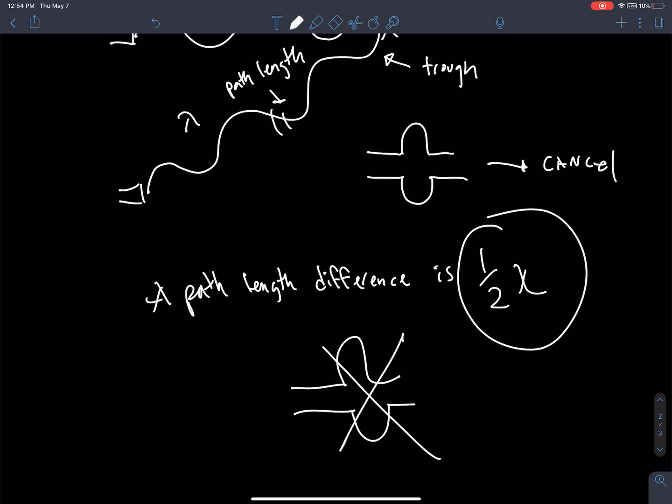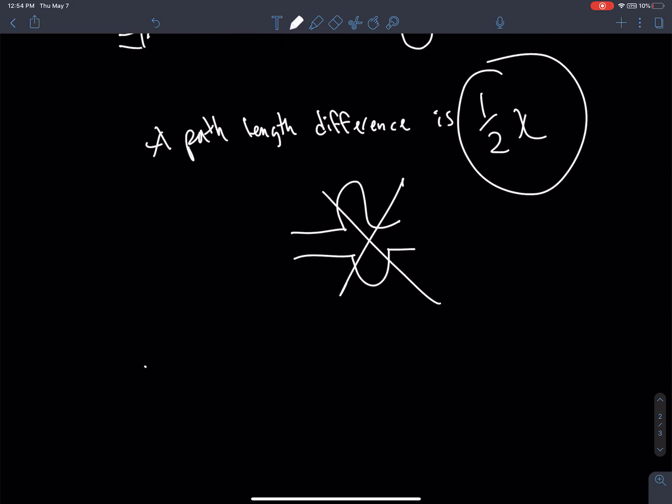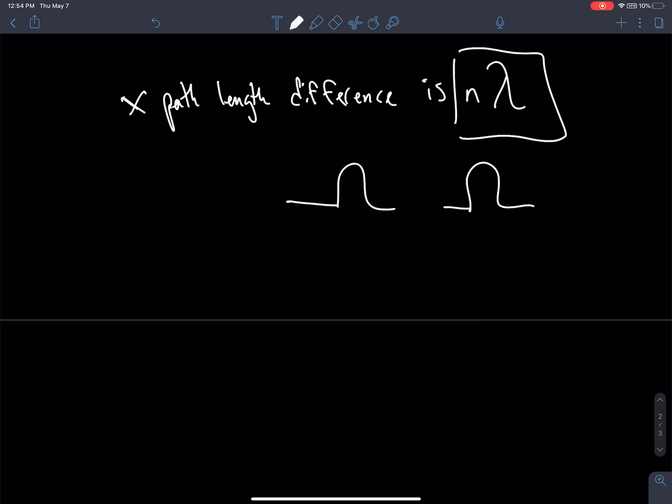The only place that I'm going to have constructive interference, where I'm going to hear a louder sound, is if my path length difference is a full wavelength. So let's just draw what that looks like. I'm going to say n wavelengths. It could be 1 wavelength, it could be 2, it could be 3, it can be 4. But as long as the path length difference is a full wavelength, a crest is always going to be meeting up with a crest, and I'll have constructive interference, and I'll be hearing sound.